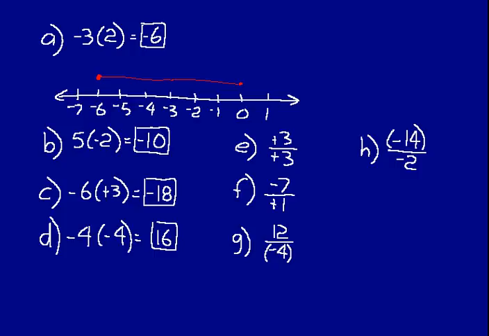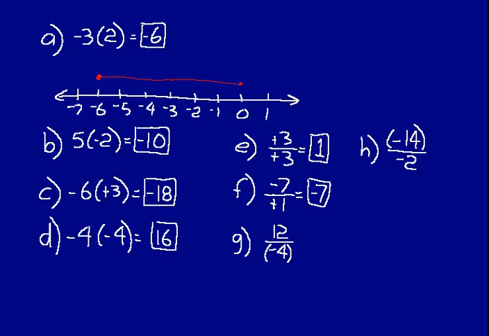E is a division problem. We have a positive 3 over a positive 3, so that's just equal to a positive 1. And we don't have to put the positive in front of the 1 because it's understood it's positive. F, negative 7 divided by a positive 1. We have unlike signs there, so that yields a negative result.